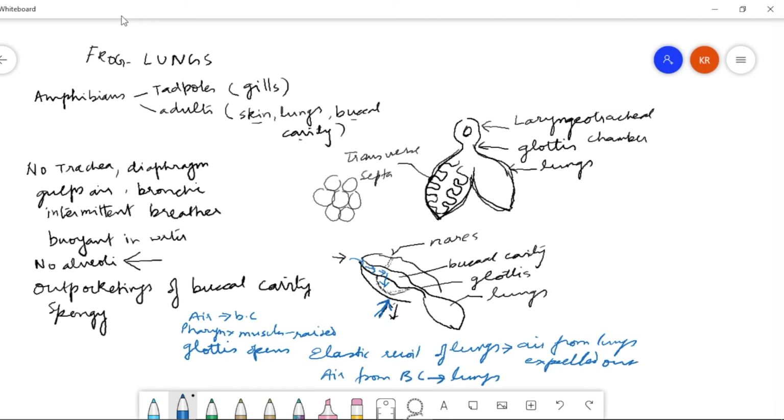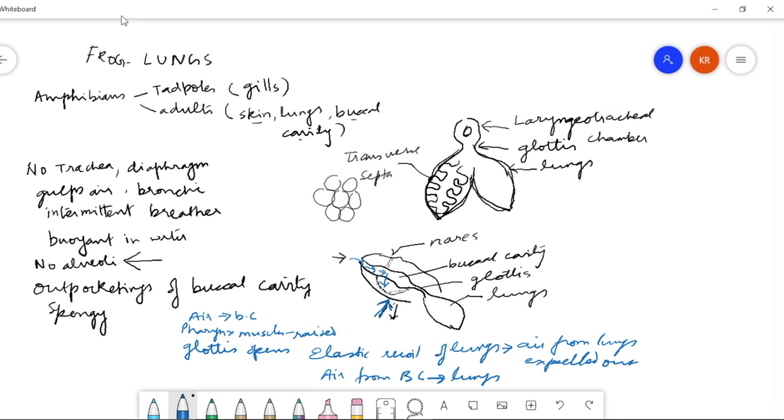Okay, so I will just repeat this once again. This is the mouth and this is the buccal cavity, which can be lowered and it can become much bigger. So therefore I have shown this with dotted lines in this way. This is the glottis, which can be regulated, and this will lead into the lungs. So it may gulp air, and it may not be able to fill up this whole buccal cavity completely. So it goes on becoming bigger and bigger.